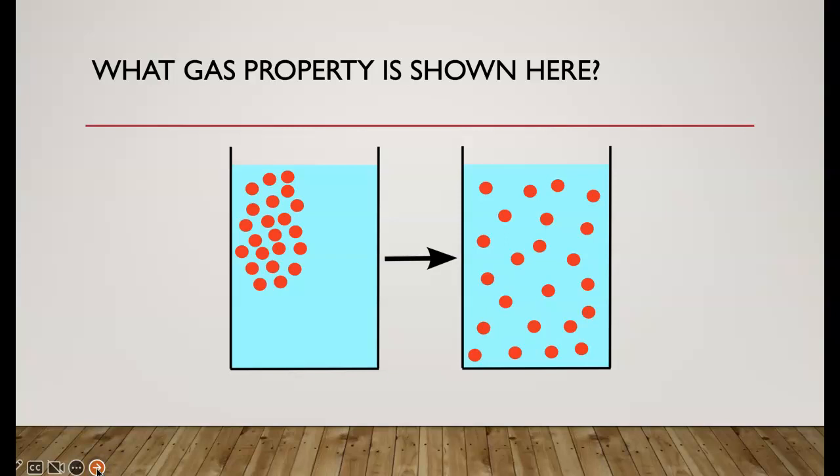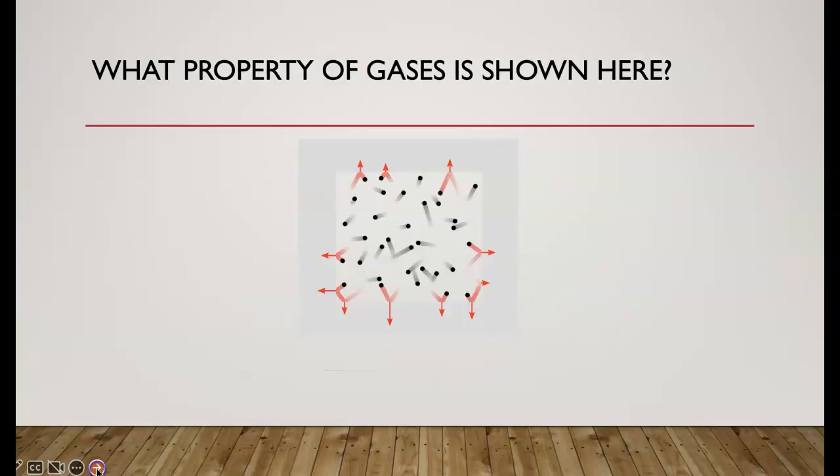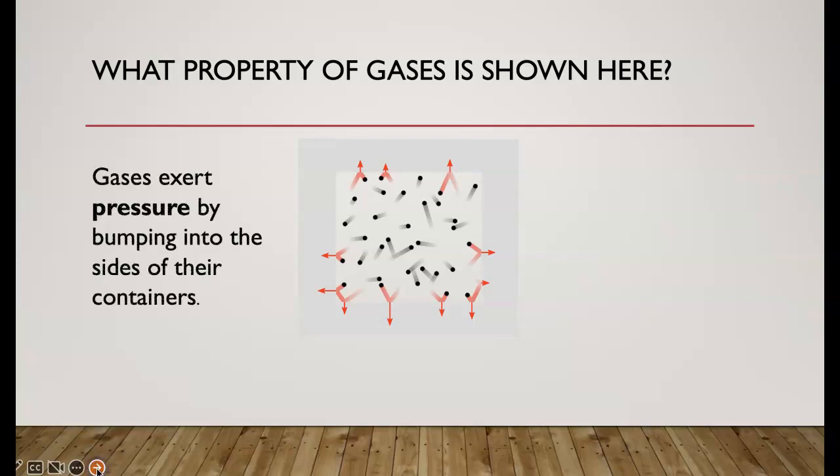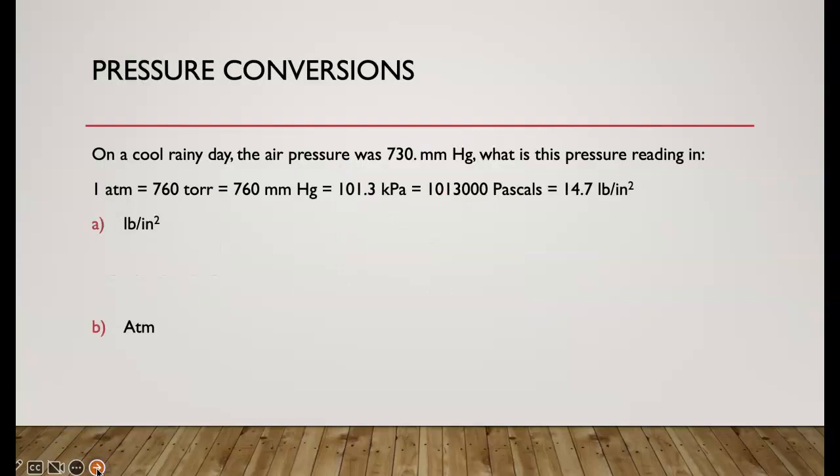All right, what about this property of a gas? So we've got some gas particles there in red. And so as you can see, they're spreading out or they're diffusing. That is one of the properties of gases. How about this one? Well, this one's trying to show pressure because you can see the particles banging into the sides of their containers, and that's what causes pressure. And you know all the different ways that we measure pressure. And you need to be able to convert them. So great time to pause the video and see what you can do.